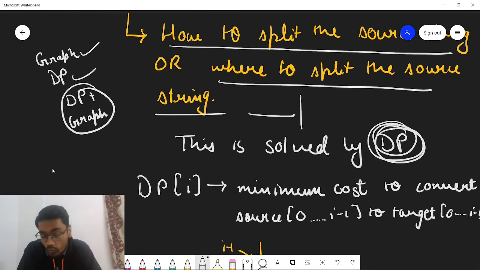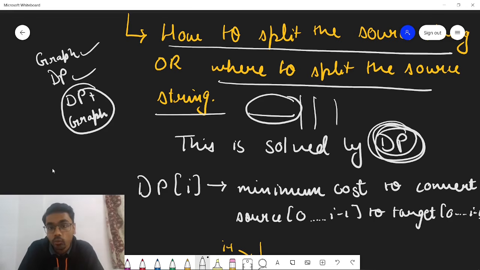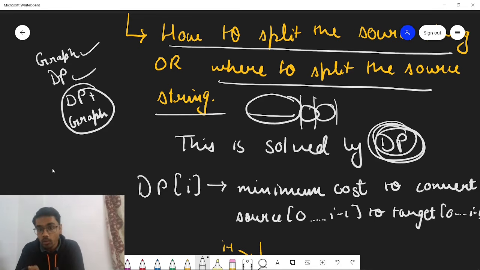Do we need to do partition here, or here? Because you see, partitioning means we are choosing a substring. So where to partition is going to be decided by DP. DP intuition is simple, graph intuition is simpler, but how to combine these two things, that we will also see. So what does DP of I say?